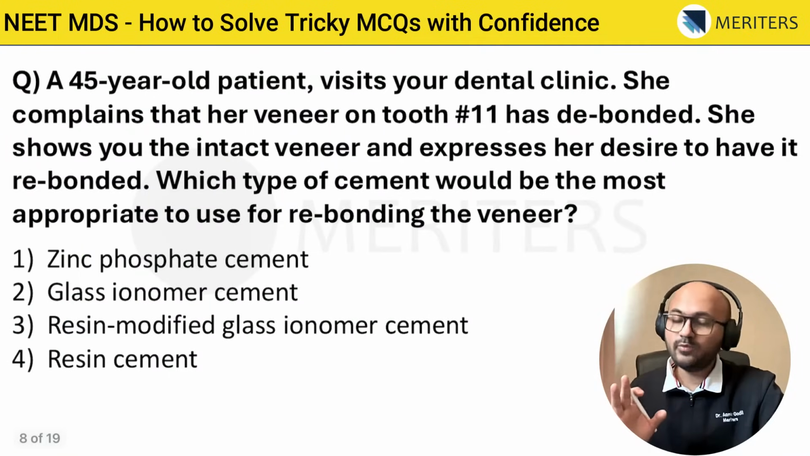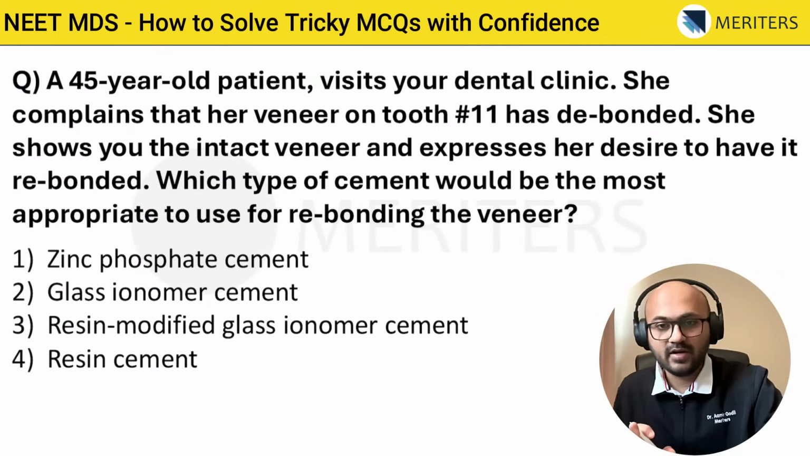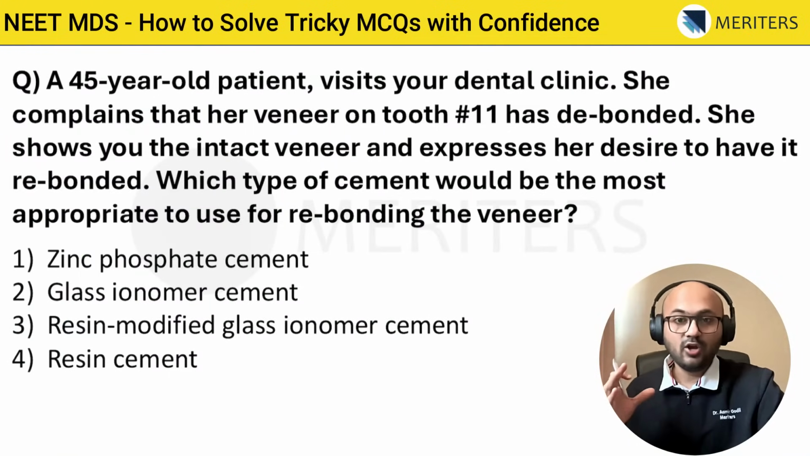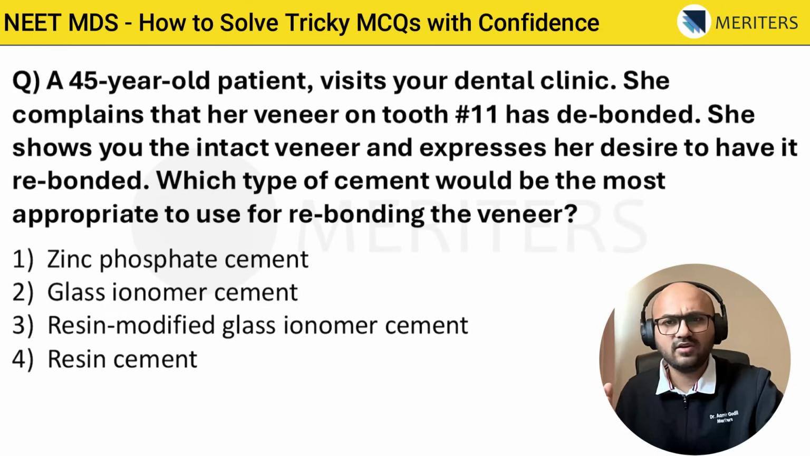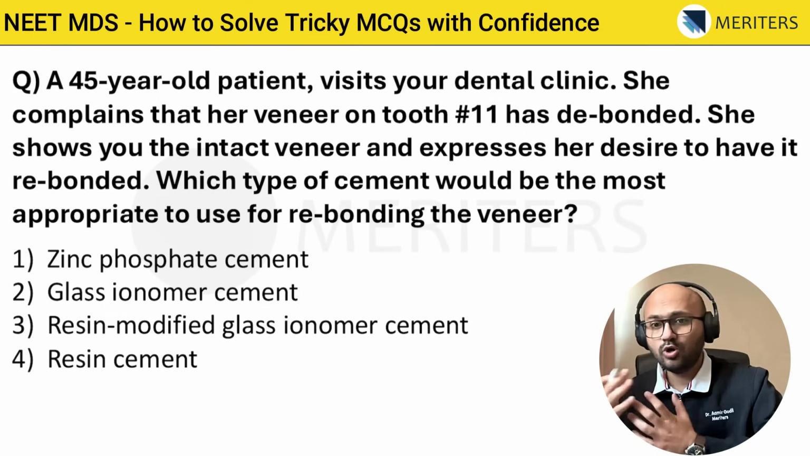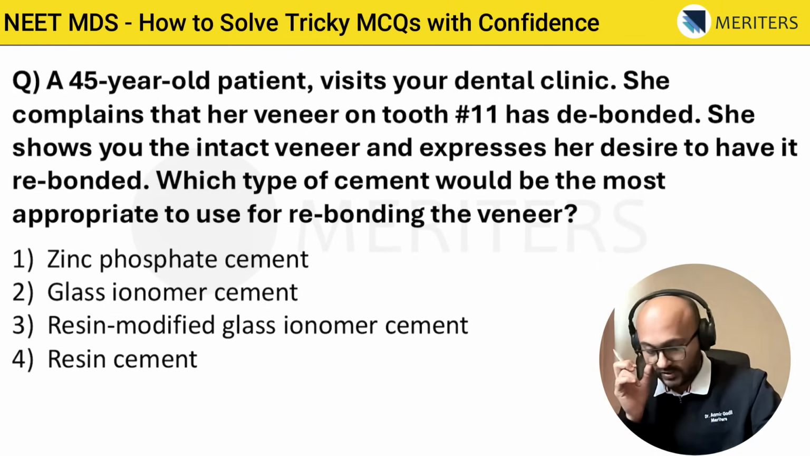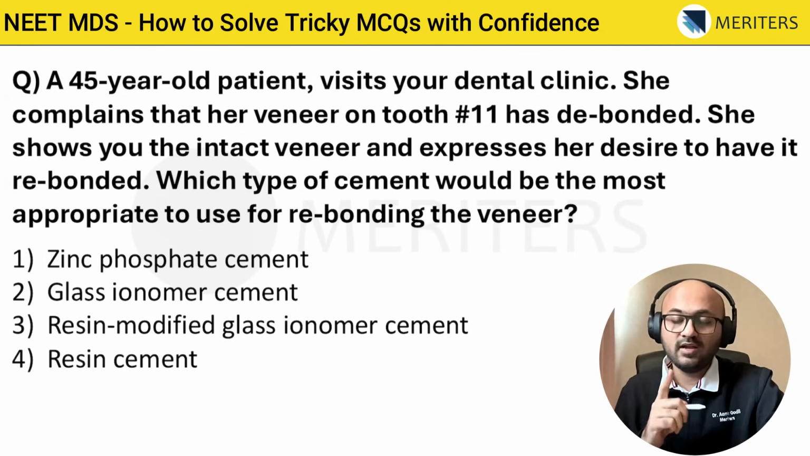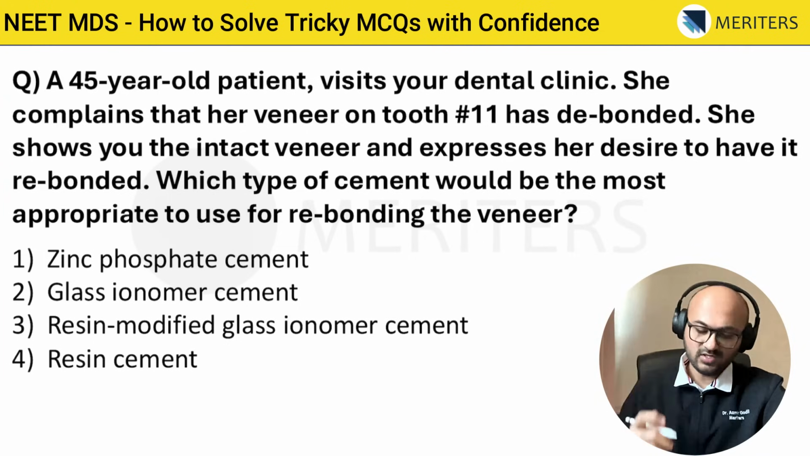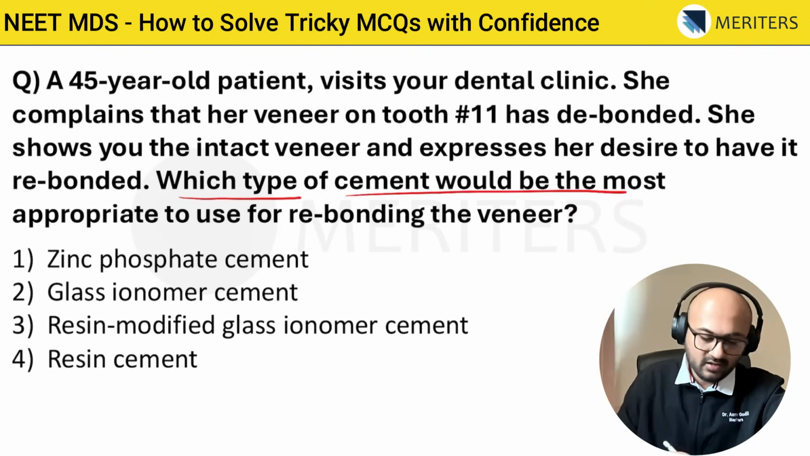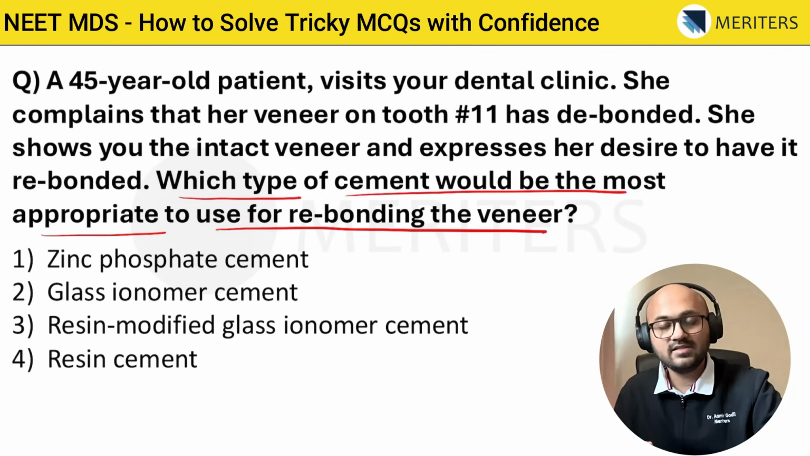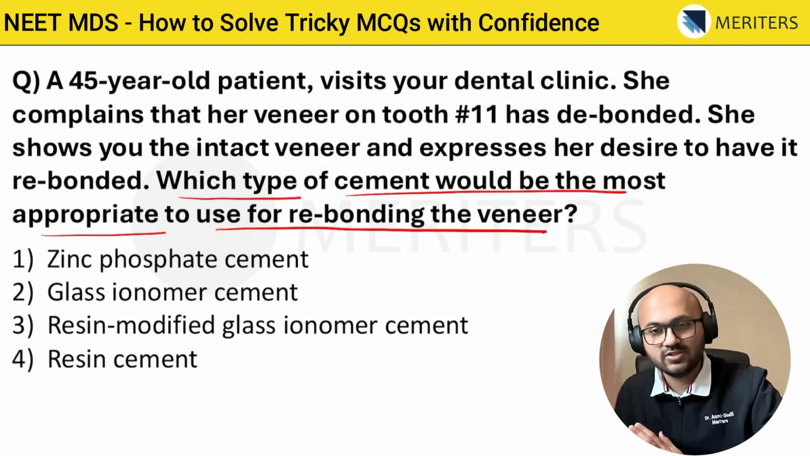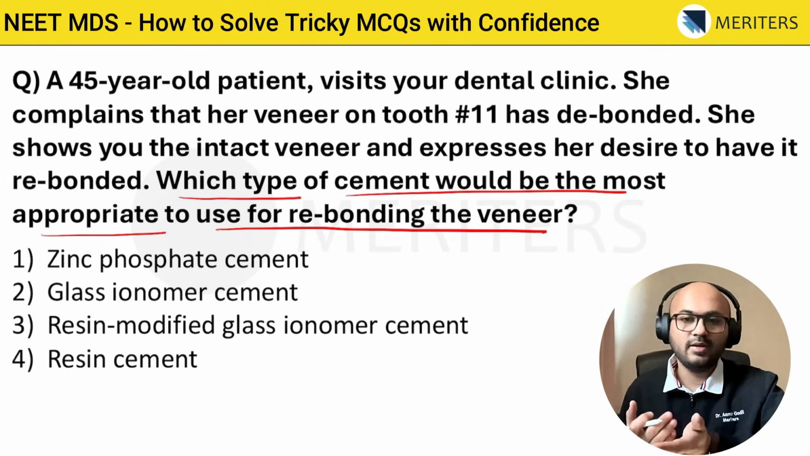The approach to dealing with a case-based question that I recommend is this, because they are very long and you don't want to waste your time reading it again and again. You nearly have 30, 45 seconds for one question. You don't want to spend too much time on a question. The best way to approach a lengthy question, if you see there's a big prose, is to just read the last line first. For example, which type of cement would be the most appropriate to use for rebonding the veneer? In this case, the last line itself is an independent question. Which cement for rebonding veneer?